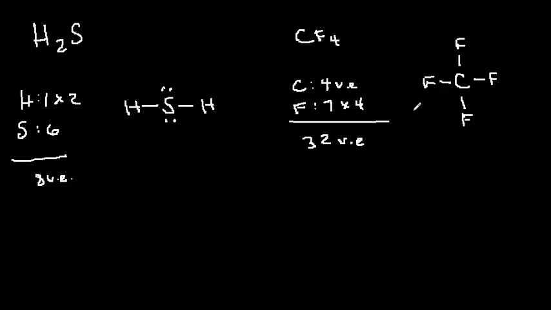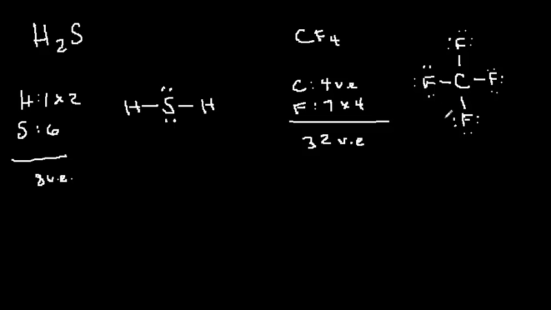Okay. Now, everything needs an octet. Carbon's good because it's got 2, 4, 6, 8. Fluorine, though, we need to go put enough electrons around it to get 8. 2, 4, 6, 8, for each of the four fluorines.